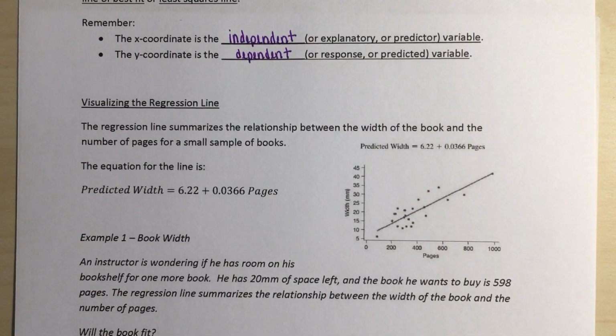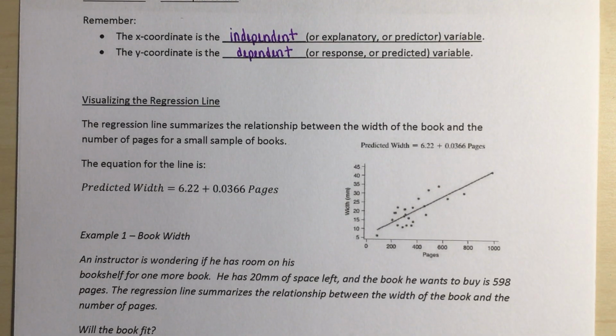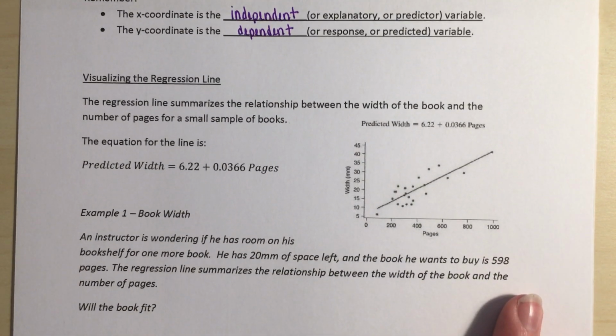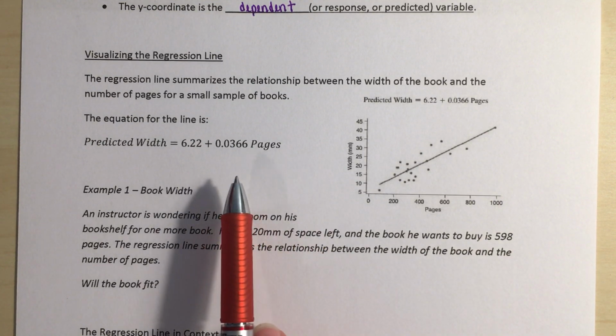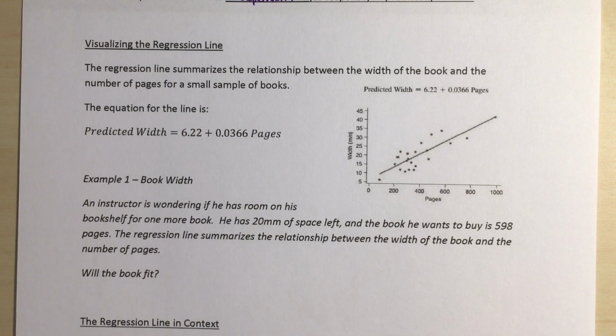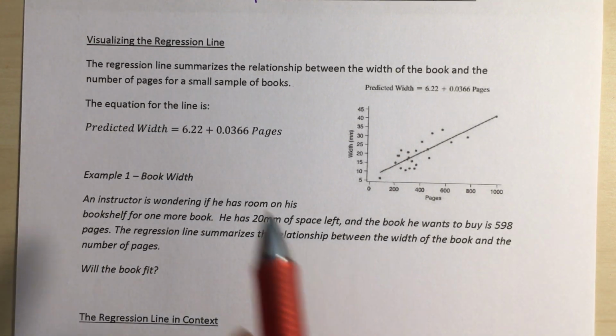Right, so in this example, an instructor is wondering if he has room on his bookshelf for one more book. He has 20 millimeters of space left, and the book he wants to buy is 598 pages. The regression line summarizes the relationship between the width of the book and the number of pages. Will the book fit? What we're going to do is take this value of 598 and plug it into this predicted width equation.